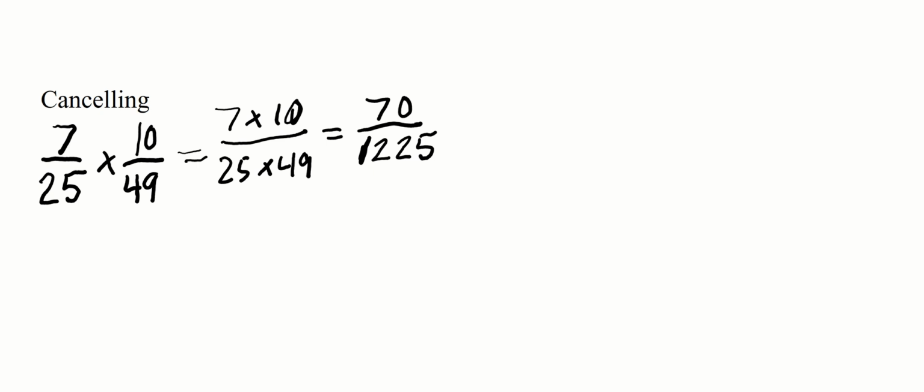Or to say it more correctly, 70 over 1,225. Here it is not so clear what the greatest common factor is, but we see that 70 ends in a 0, and 1,225 ends with a 5, meaning that both are divisible by 5. So let's start there.